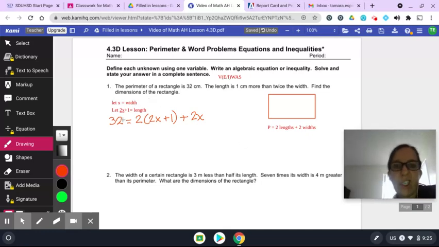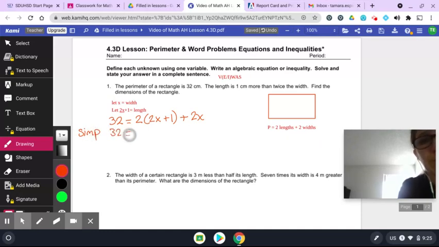So I could divide everything by 2. That would totally work. That's a little confusing for some people. So I'm going to go ahead and simplify. And I need to simplify by distributing: 4x plus 2 plus 2x. Then I need to combine like terms. So 32 is equal to 6x plus 2. Then I'm ready to solve.